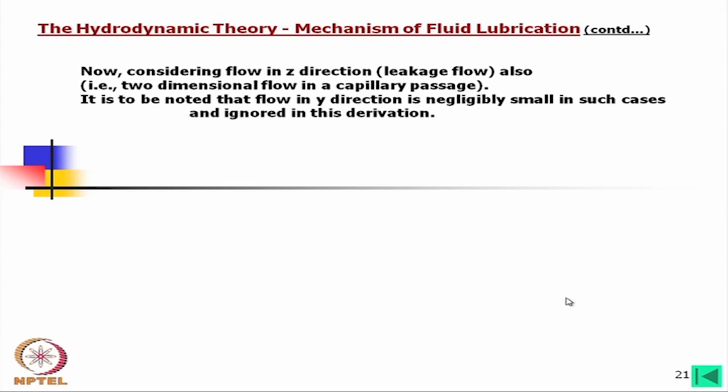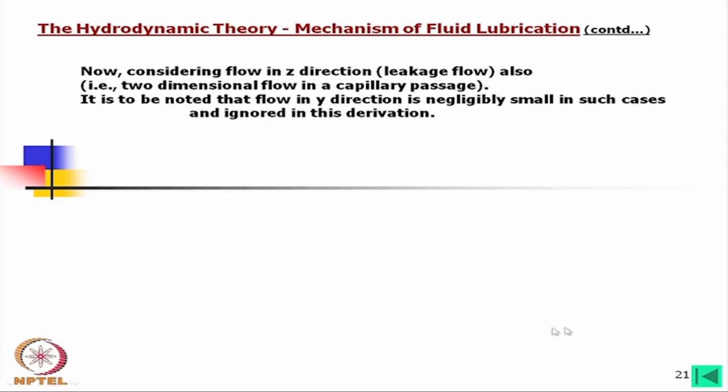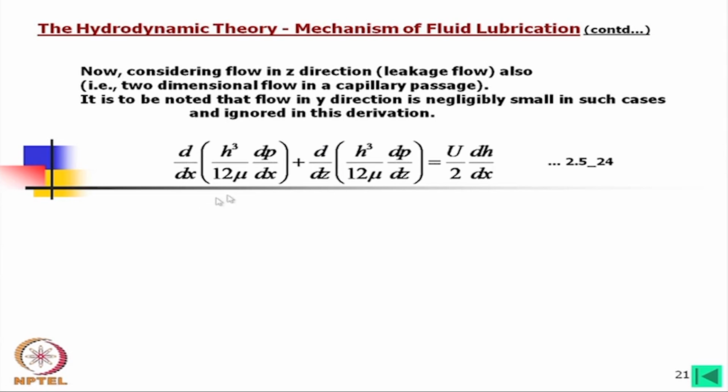Now, consider the flow in z direction. We have considered the peripheral direction of the hydrodynamic bearing. Now, we are also considering along the axis. Why is it important? Because the bearing will have a certain length. So, we must consider the equation also in the z direction. This means that if there is a pressure gradient in z direction, there will also be leakage flow. Now, the equation will take the same form.